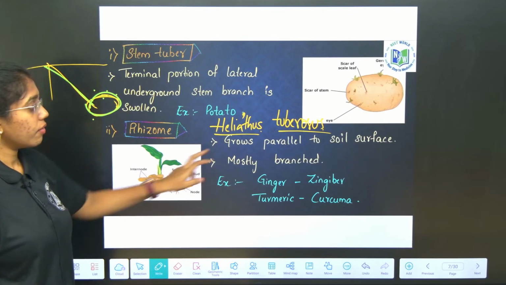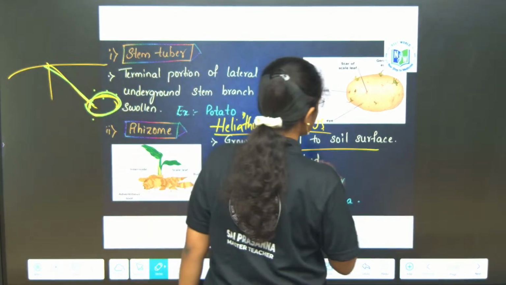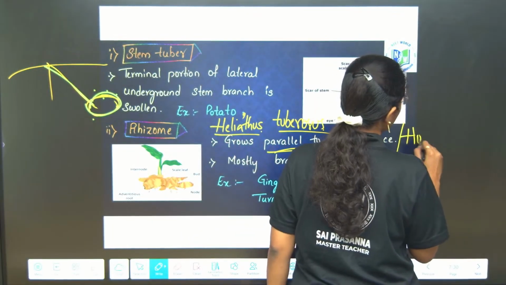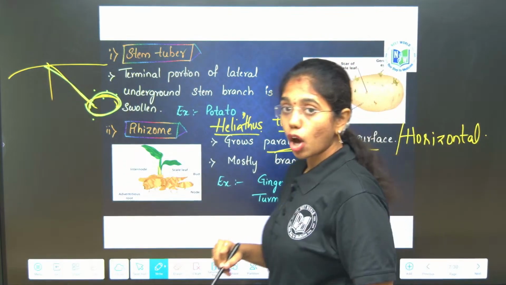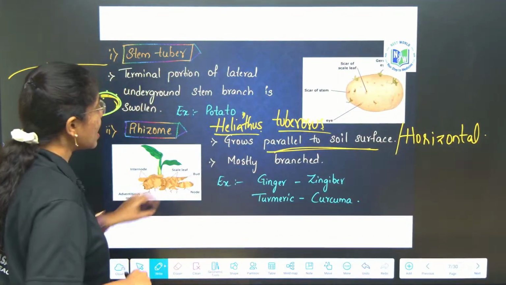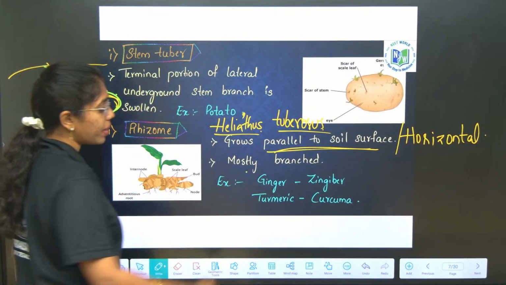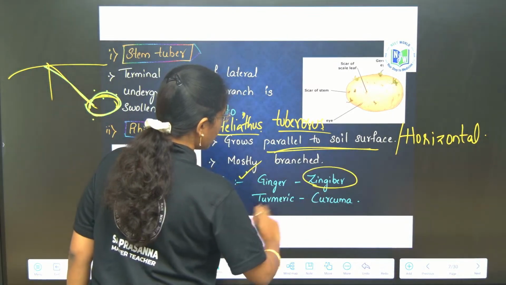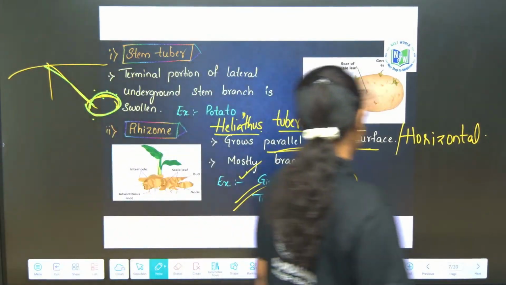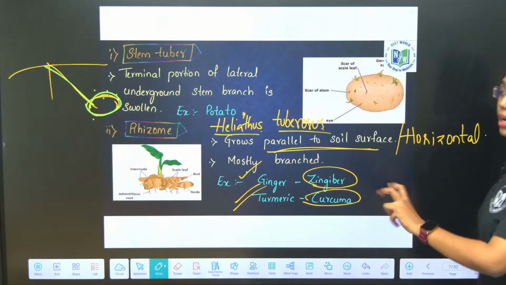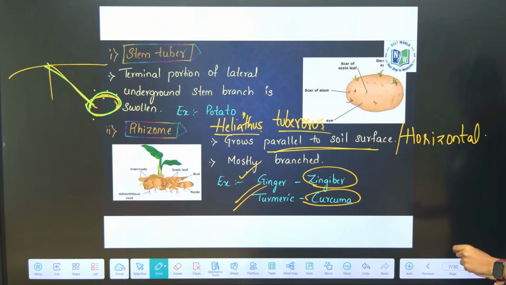Rhizome, this type of underground stem grows parallel or horizontal to the soil surface, and it is branched. The best examples are ginger, zingiber, and turmeric, which is kursuma. Ginger and turmeric are the best examples for rhizome. I hope the first two underground stem modifications are clear. Any doubts, you can drop a message in the chat box.